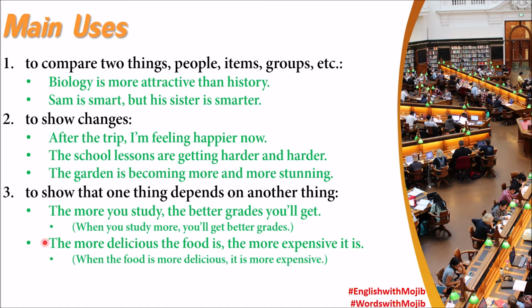Okay, now try them at home, and you can write on a piece of paper and make other examples and sentences using comparative adjectives and using this form number 3 to show that one thing depends on another thing. So once again, to compare two things, people, items, groups, etc., to show changes and to show that one thing depends on another thing.